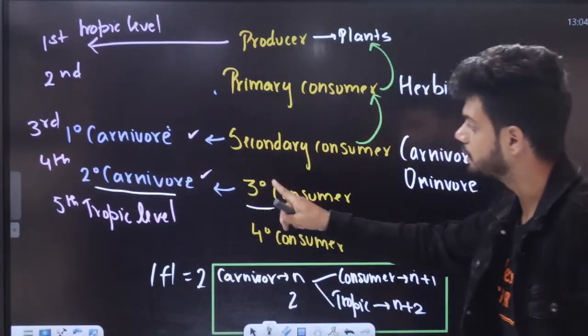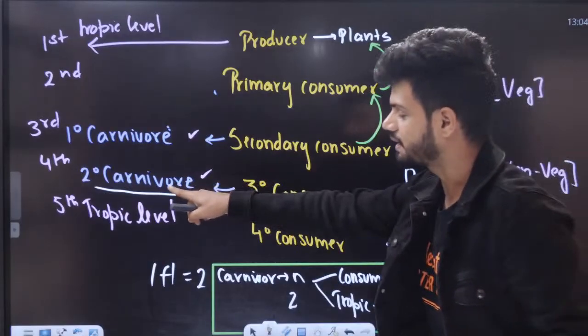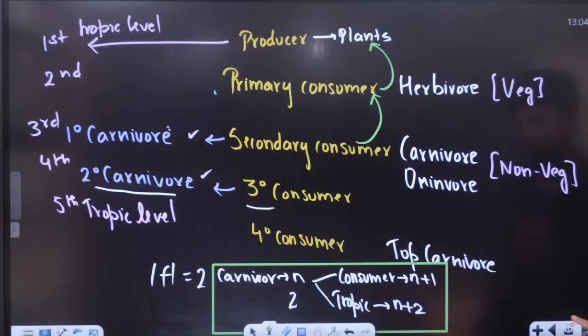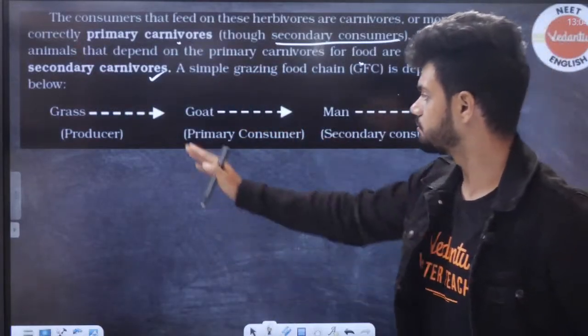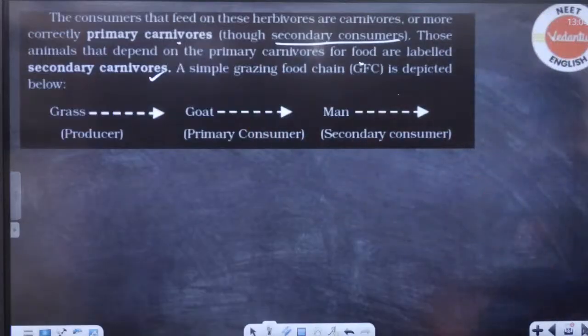Secondary carnivores depend on the primary carnivore for food. Okay. Now, a simple food chain is given here. Simple food chain: grass, goat, man.